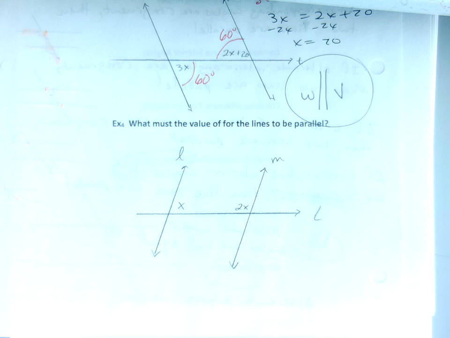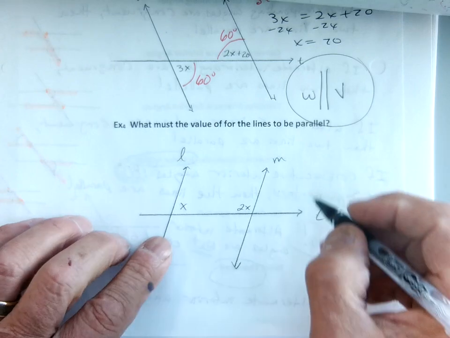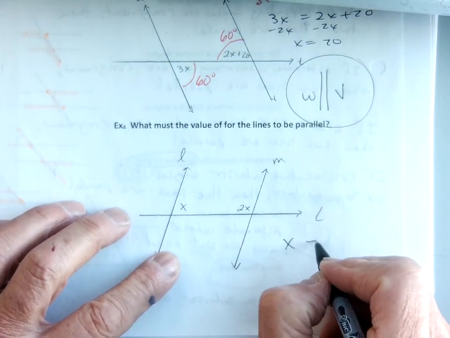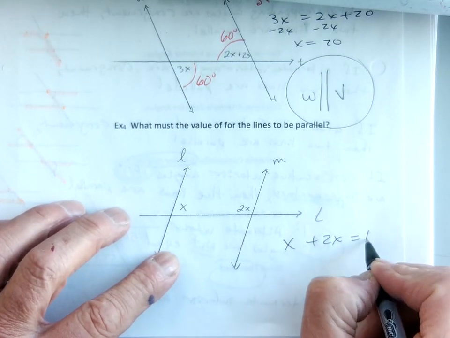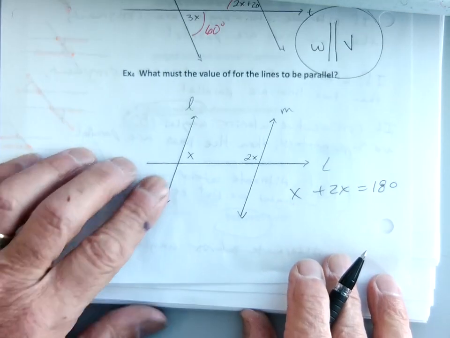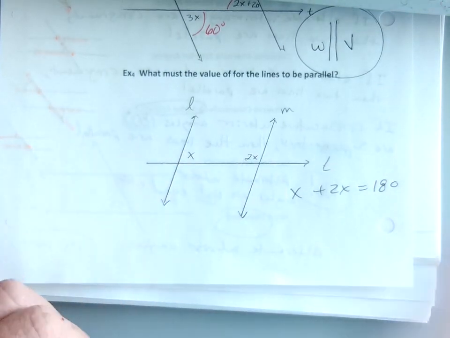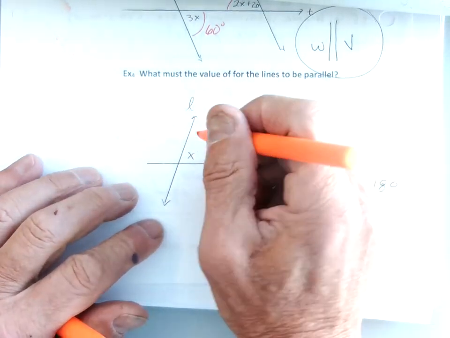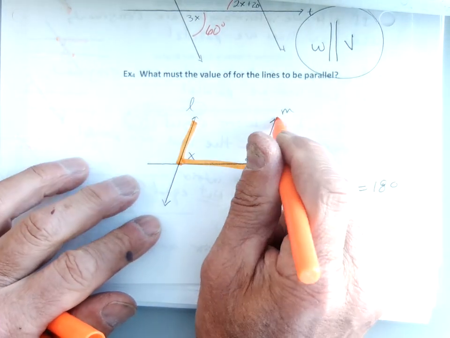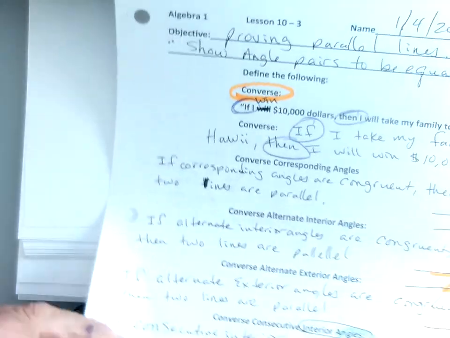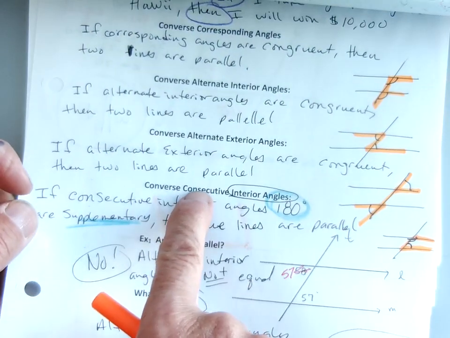Yeah, David? What was that? This one, it's a same side consecutive. Right? Consecutive same side. I like to call it same side supplementary, but this book calls it something different. So I'm going to say that x plus 2x has to equal 180, okay? These two have to add up to 180. Makes that C, right? This book calls them consecutive interior, okay? I like to call them same side supplementary.